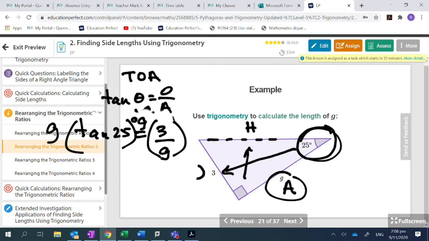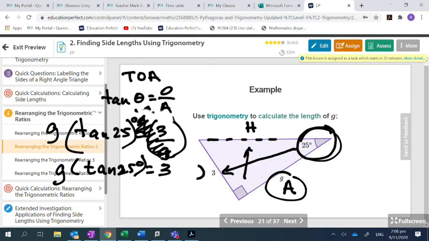Because G is in the bottom, that's going to eliminate the G's on this side and give me G times the tangent of 25 degrees equals 3. Right? All I've done was multiply by the common denominator. This is not new, guys.